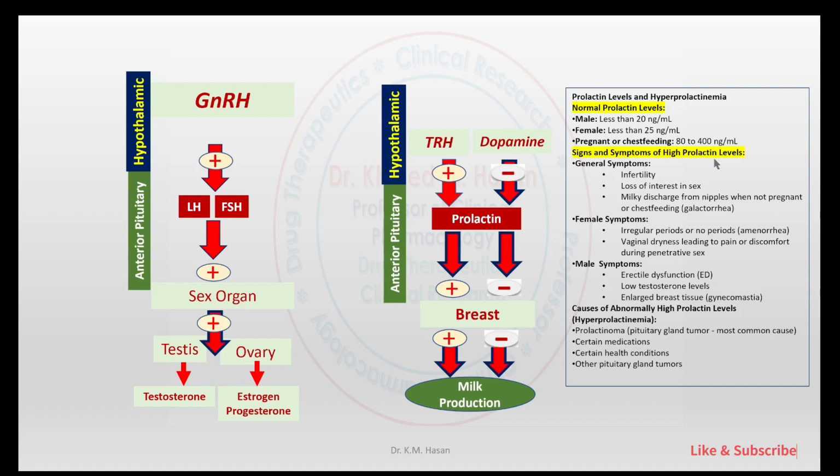What happens if you have a high level of prolactin? We call this case hyperprolactinemia. The patient may suffer from infertility, amenorrhea, galactorrhea. If you talk about male, we can see some cases of erectile dysfunction and gynecomastia. The most common cause of hyperprolactinemia will be a tumor in the pituitary gland, prolactinoma. But we need to exclude medication or other causes.